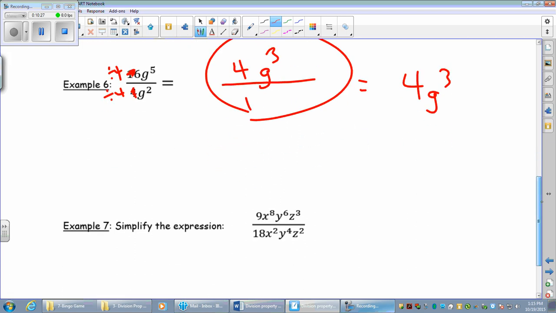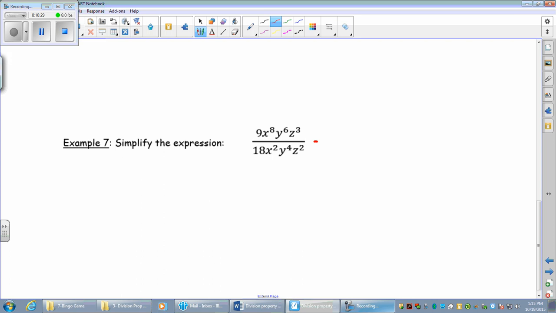Okay? So let's try one that's a little bit harder right here. Write out my fraction bar. Let's divide 9 and 18. What could I divide them both by? Obviously it's 9, so it turns into 1 and 2. And now let's just go down the line and say, where do I have more x's? Well, I have more up on top by 6. Where do I have more y's? On top by 2. And where do I have more z's? On top by just 1. Remember, you could write z or z to the first.